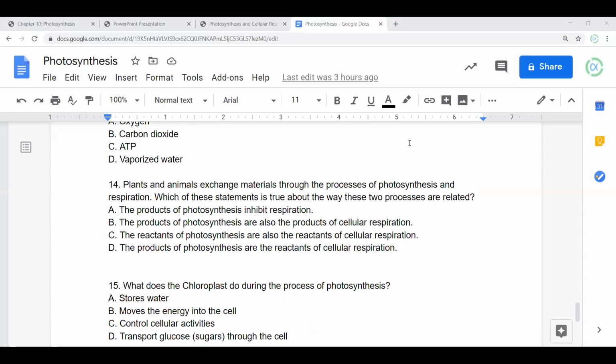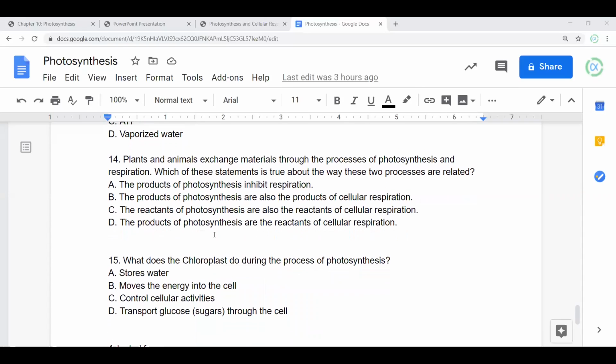So the answer here was D. Remember that I said earlier how the reactants and the products of photosynthesis and cell respiration are the same, and the reactants of photosynthesis and the reactants of cell respiration are opposites, and the products of photosynthesis and the products of cell respiration are opposites. So final question, what does the chloroplast do during the process of photosynthesis?